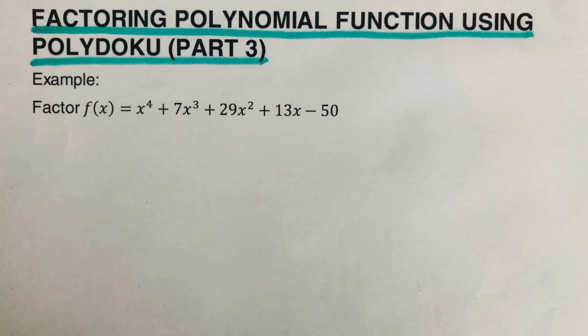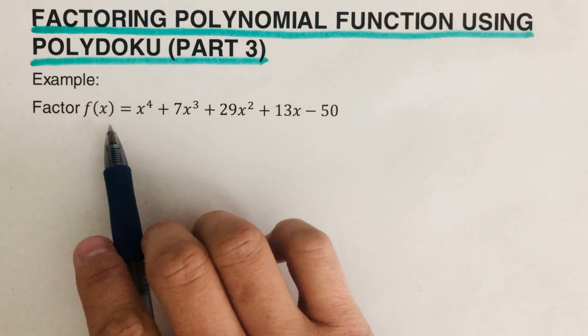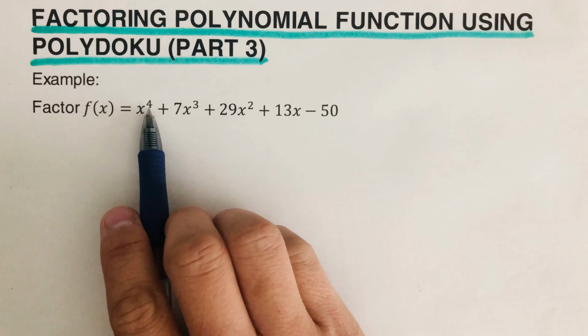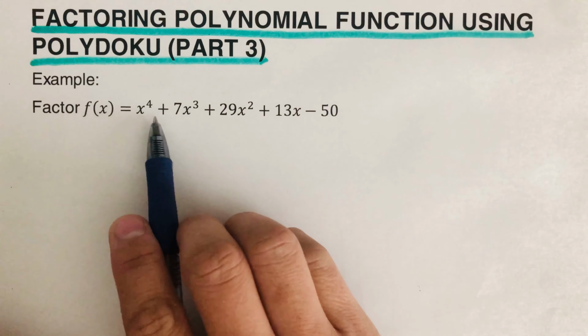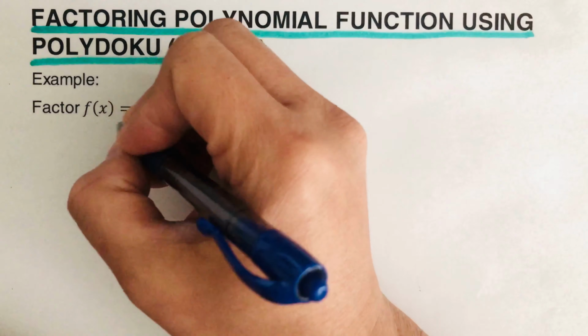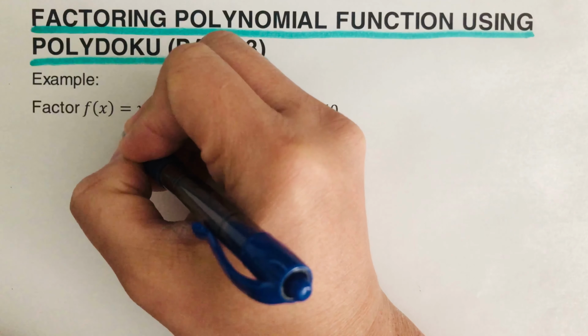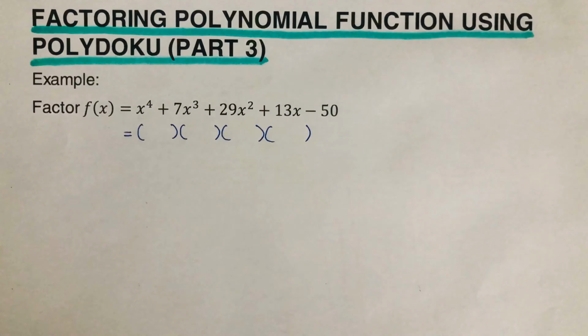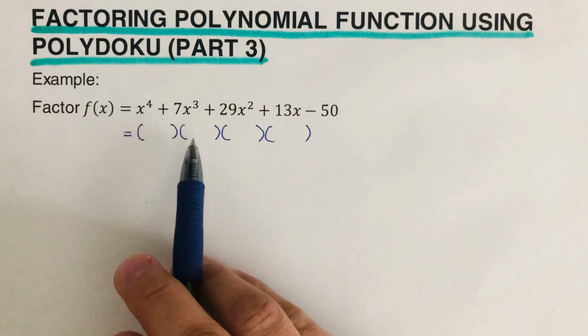Okay, going back to the example right here, we're supposed to factor this polynomial function. Since the highest exponent is 4, this polynomial function will have 4 factors. So I can go ahead and write 4 parentheses for this. Our task is to determine what these 4 factors are.